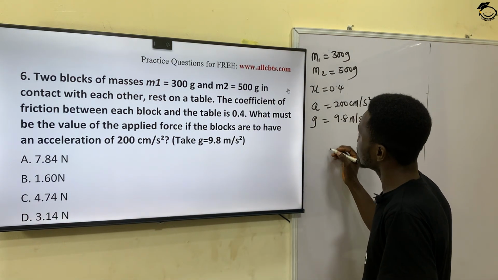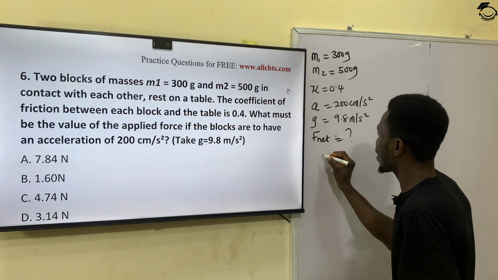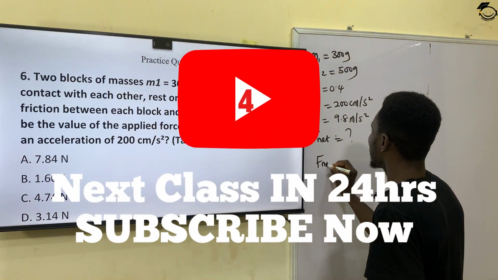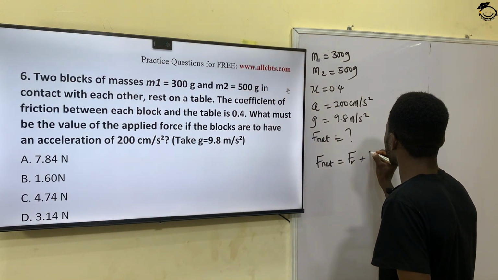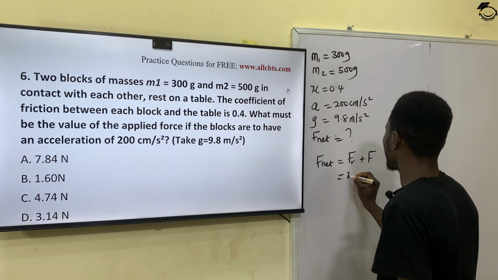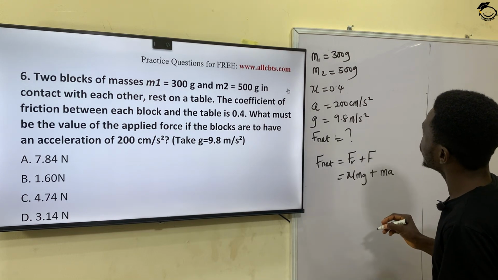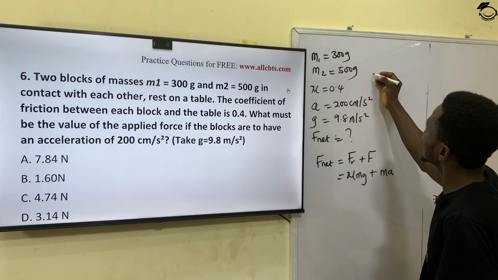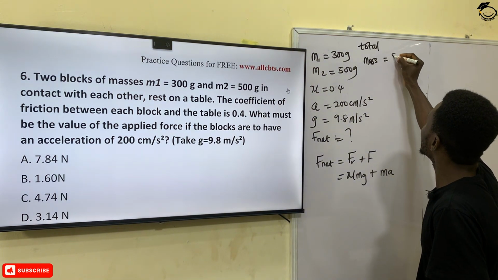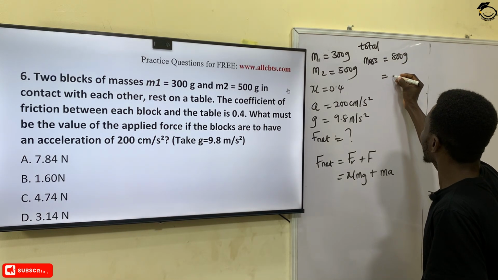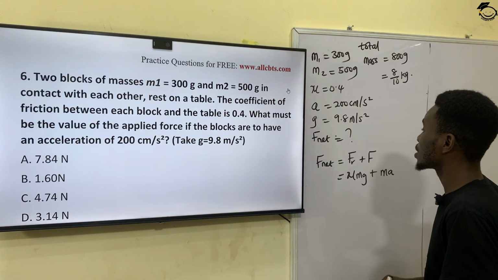So in the question, what they're asking us to find is our net force that must be applied. So we don't know the net force. And we know that our net force that must be applied when a body is in motion is the force of friction plus the force of motion. So in this case, what I have is mu mg plus ma. So all I have to do is first add our masses together. So my total mass here is going to give me 800 grams, which is equivalent to saying I have 8/10 kilogram.